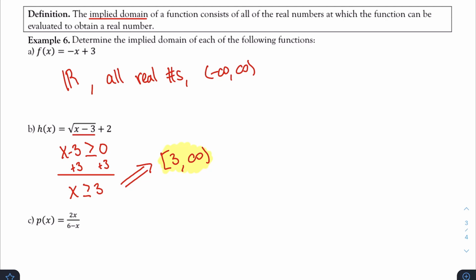This means that if I plug in any number greater than 3 or equal to 3 into this function, I'm not going to run into any problems. If I plug in a number smaller than 3, for example, if I plugged a 0 into this original function, then I'm going to end up with some type of problem.